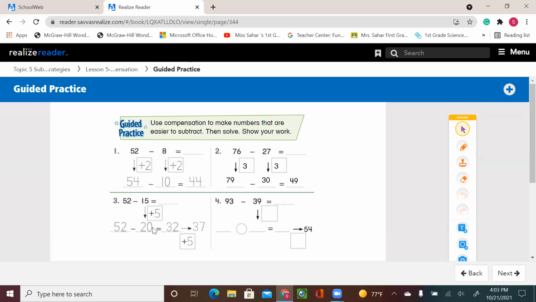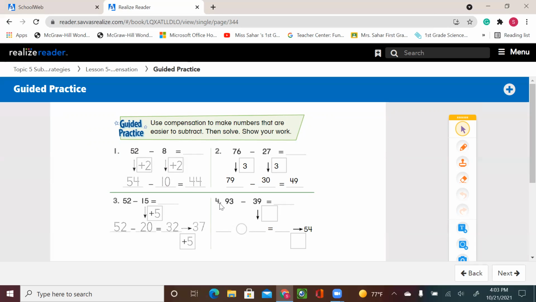Now I made one of my addends have a 0. I know that's easy to subtract. So 52 minus 20 equals 32. And then don't forget, when we add, we need to add for both addends. But this time I only added for the second addend, so I have to add 5 more. So 32, I'm going to add 5. So 32 plus 5 equals 37.